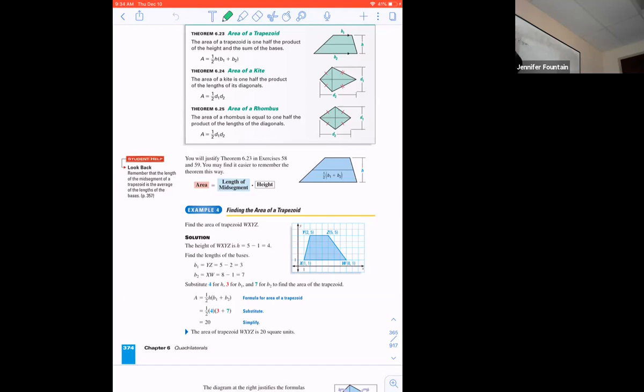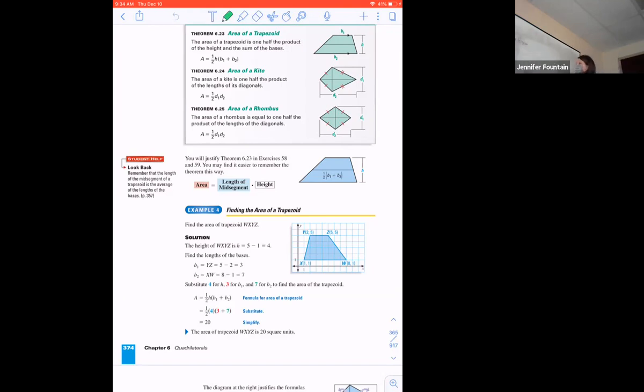The area of a kite is 1/2 D1 times D2. What does that mean? What does D stand for? Distance? No, look at what it says on page 374. Diagonals. So with a kite and with a rhombus, I'm using my diagonals, okay?